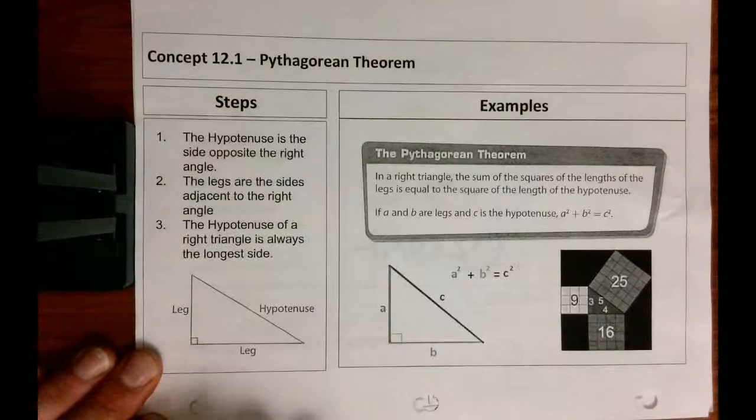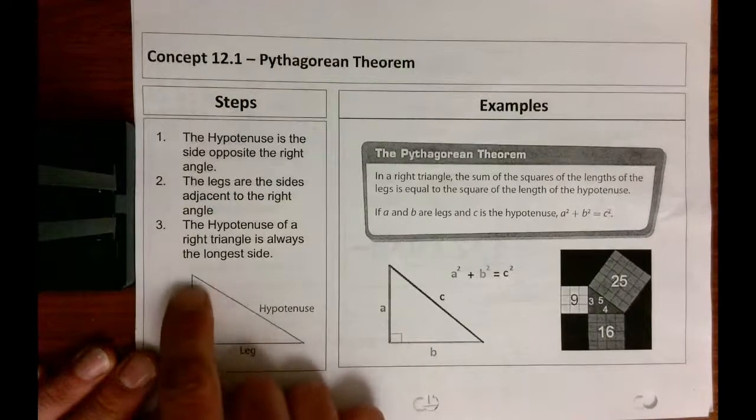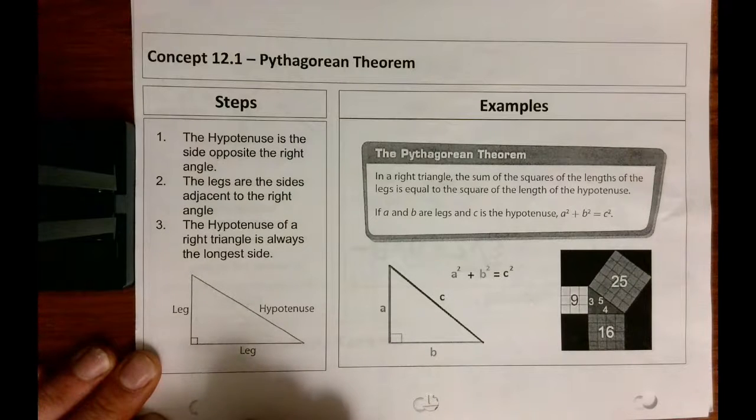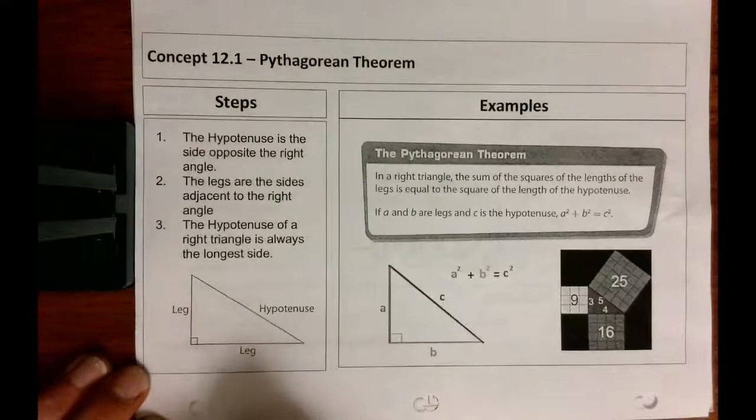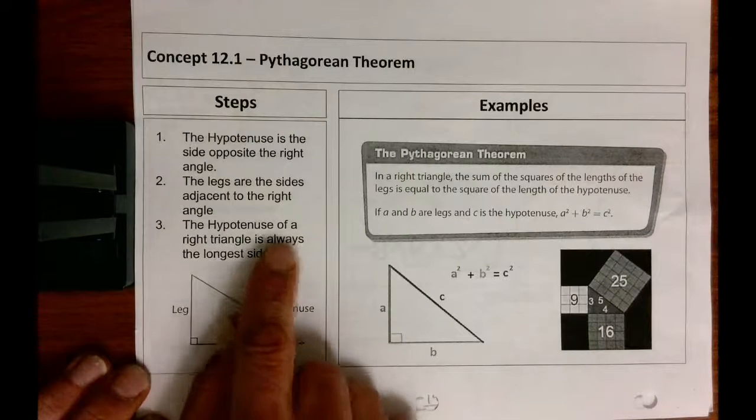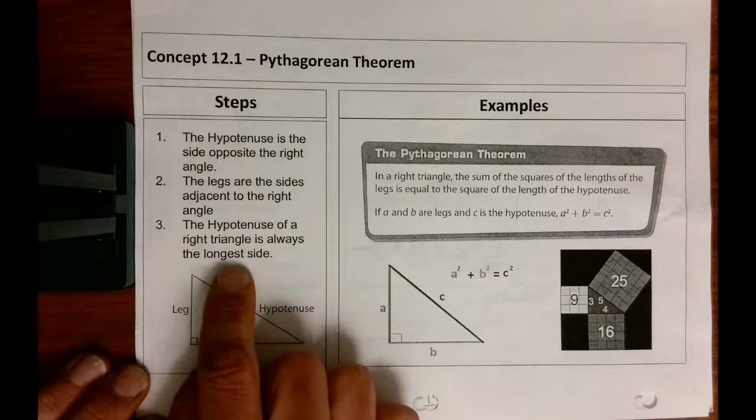Okay, adjacent to means next to each other, sharing a vertex. They're next to each other. Adjacent angles share a vertex and a side. Remember that. Okay, and the hypotenuse of a right triangle is always the longest side.